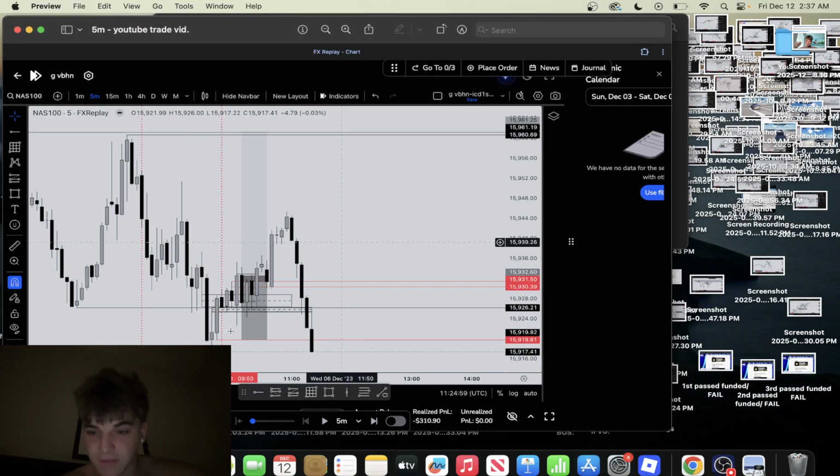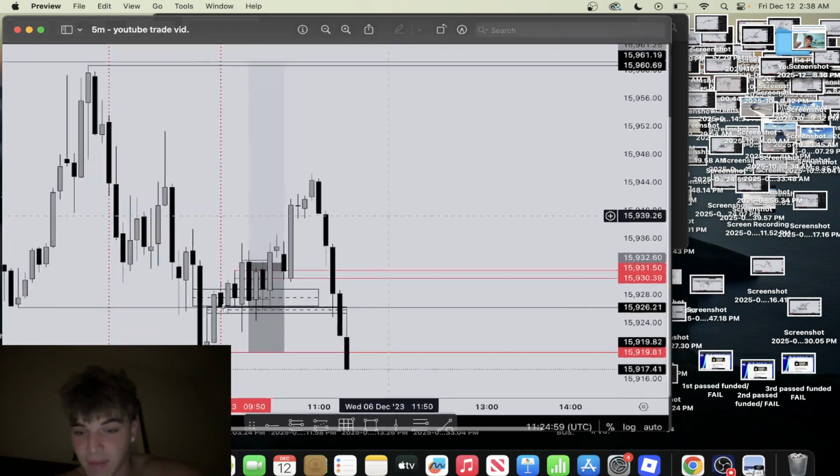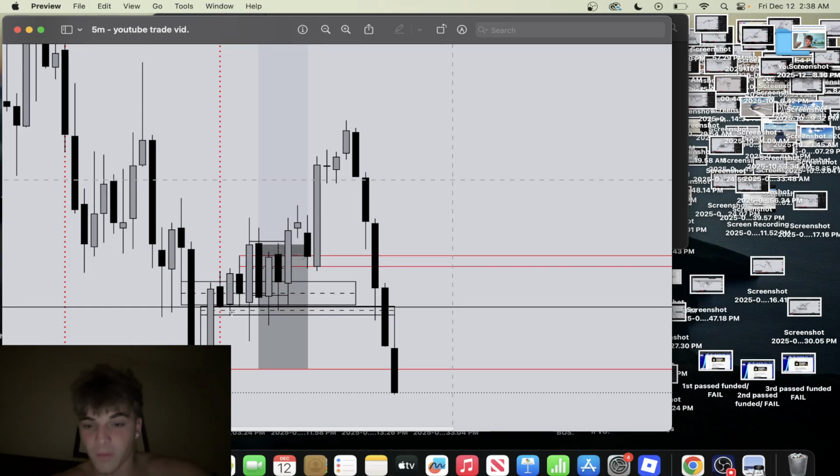On the 5-minute, boom, we get a break up, and then after that, we make a 5-minute bullish fair value gap. We retrace back down into it. Obviously, we retrace again back down, and we see about a 5-minute low, which is also good. We inverse this 5-minute fair value gap.